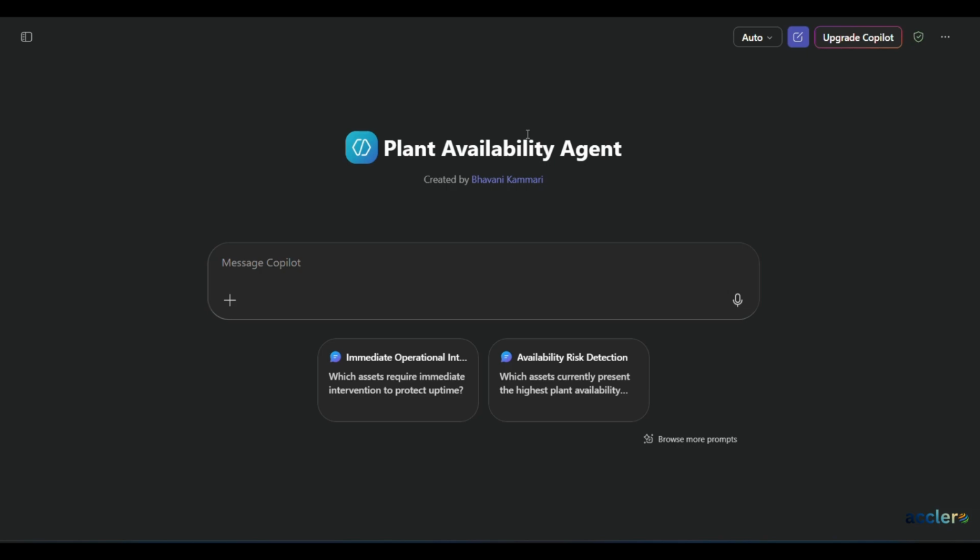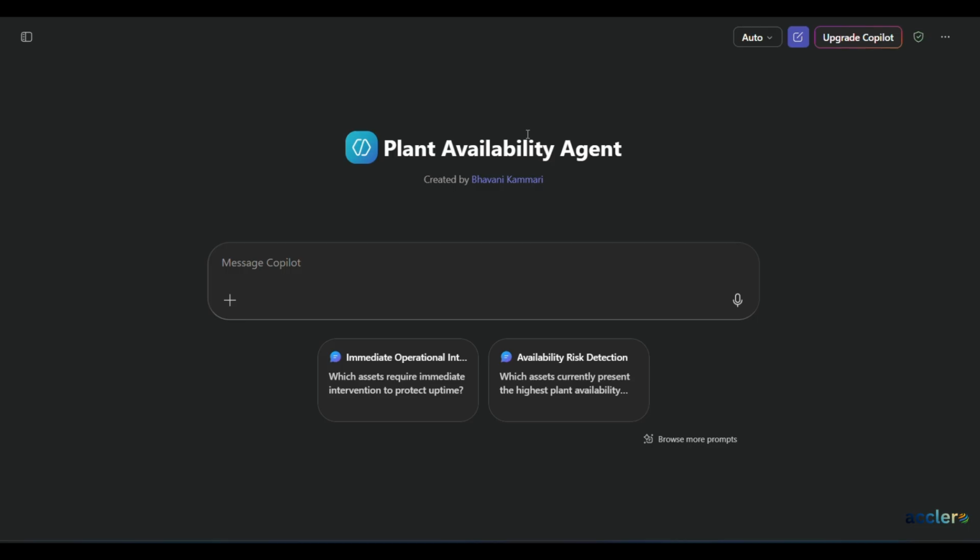Availability guidance agent. Plant availability is often treated as a maintenance statistic, but in real manufacturing operations, availability problems usually happen because intervention decisions occur too late. Teams often wait for downtime confirmation before acting. By then, production has already been impacted and recovery becomes expensive.